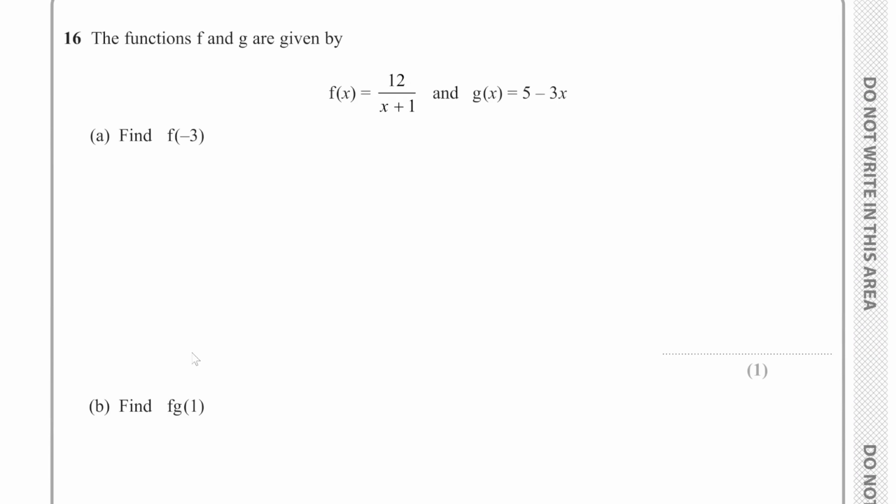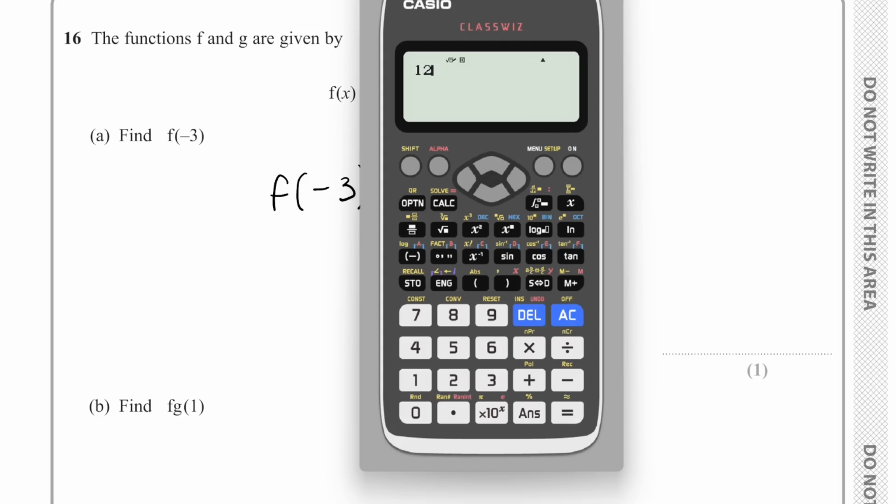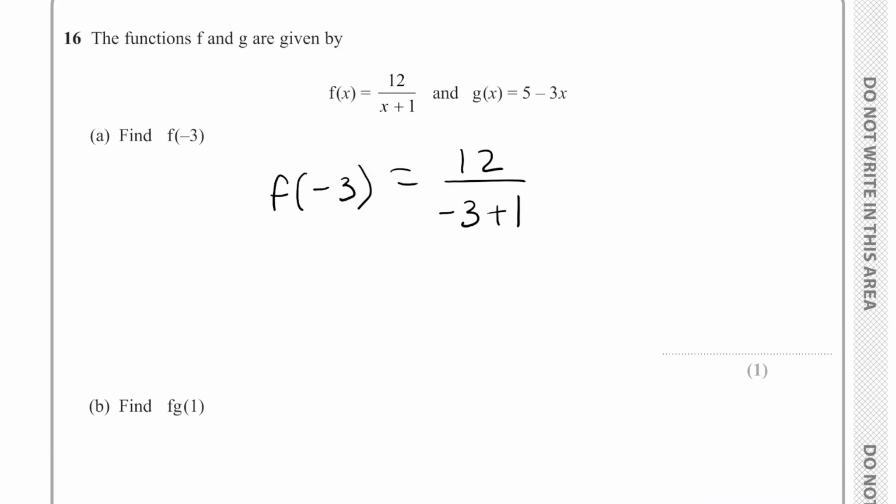Question 16. Functions f and g are given. So f of x is 12 over x plus 1. G of x is 5 minus 3x. Find f of negative 3. So this just means change x into negative 3. F of negative 3 is 12 over negative 3 plus 1. 12 over negative 3 plus 1 is negative 6.